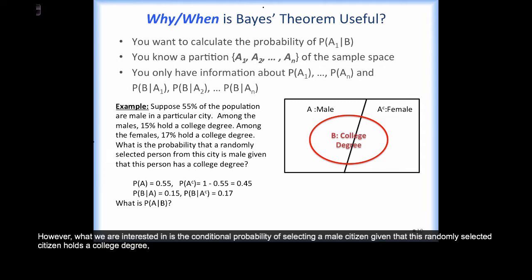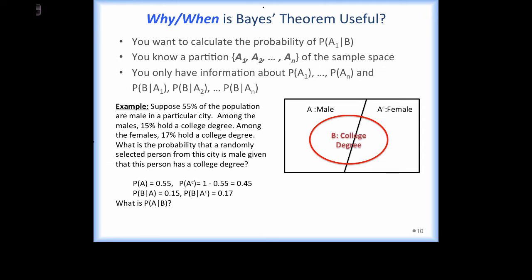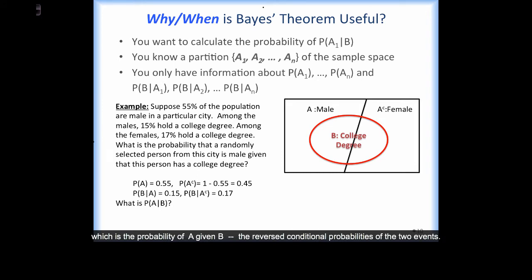However, what we are interested in is the conditional probability of selecting a male citizen given that this randomly selected citizen holds a college degree, which is the probability of A given B, the reversed conditional probabilities of the two events.